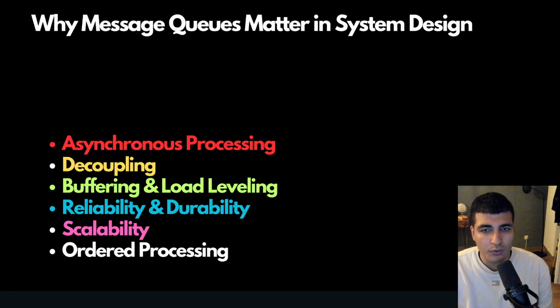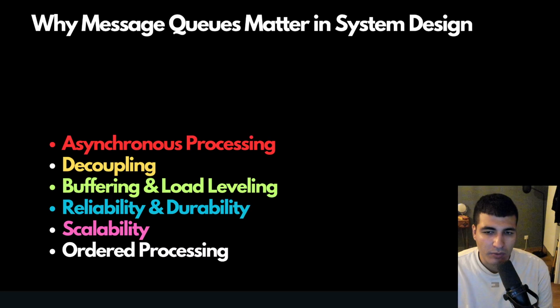Why do message queues matter in system design? Message queues are incredibly powerful for several reasons, making them essential in modern distributed system design. First, asynchronous processing. Long-running or critical tasks like sending emails, processing images, and generating reports don't block the user interface or critical application flow. This dramatically improves system responsiveness.